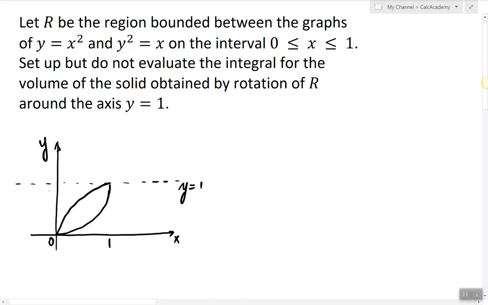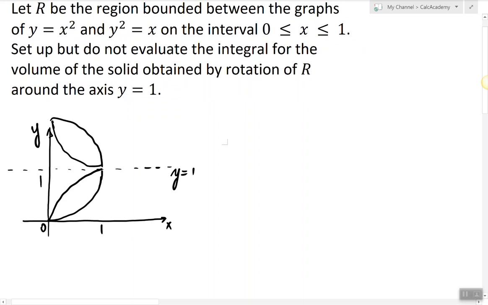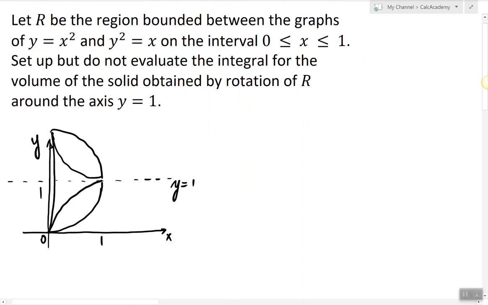So we'll get a picture something like this. And the solid of revolution will look something like this. And if we're using the cross-section method, first we have to figure out which cross-section we are going to consider: perpendicular to the x-axis or perpendicular to the y-axis. It is pretty clear that the cross-sections perpendicular to the x-axis will have the same shape, so we will be integrating with respect to x.